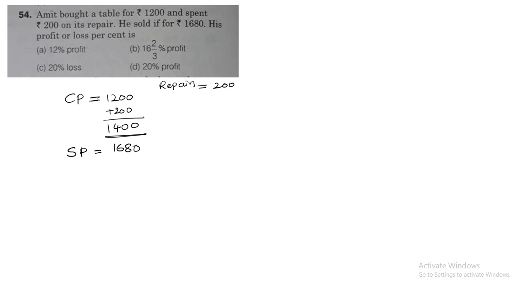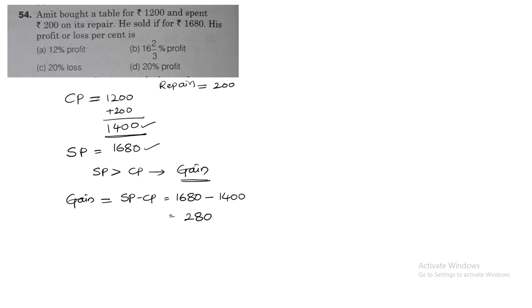Now clearly you can observe cost price is less than selling price. So clearly selling price is greater than cost price. That means what would he get? So he would get a gain. Okay. Now what is gain or profit? So the other name for gain is profit. So gain is nothing but selling price minus cost price. So what is selling price here? 1680 minus cost price 1400. So when you subtract, what are you going to get? 280 rupees. Okay, so we got the gain.